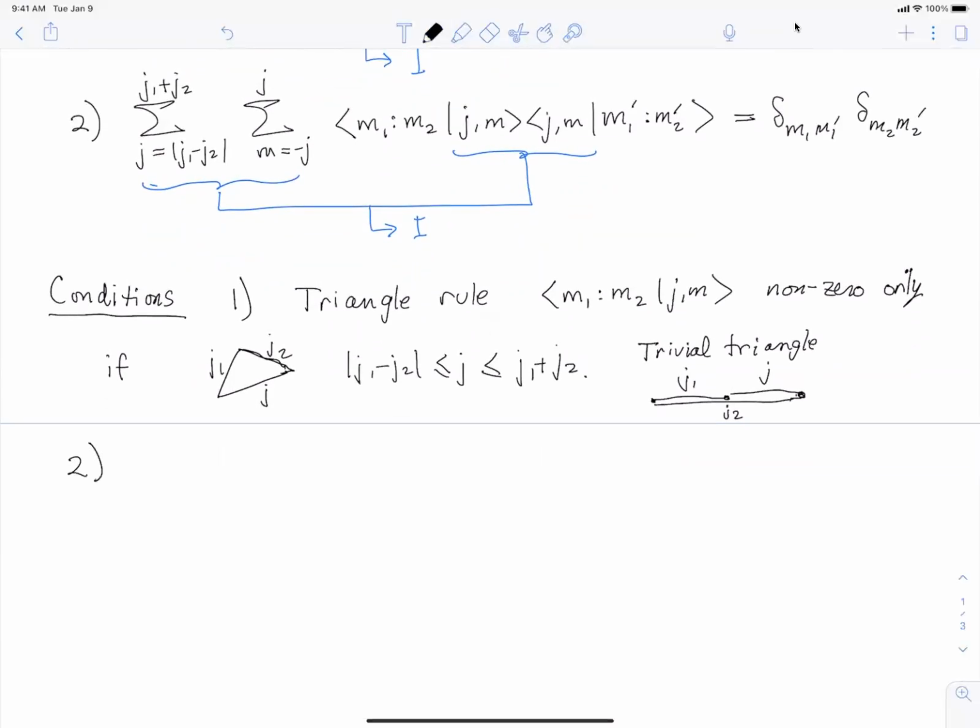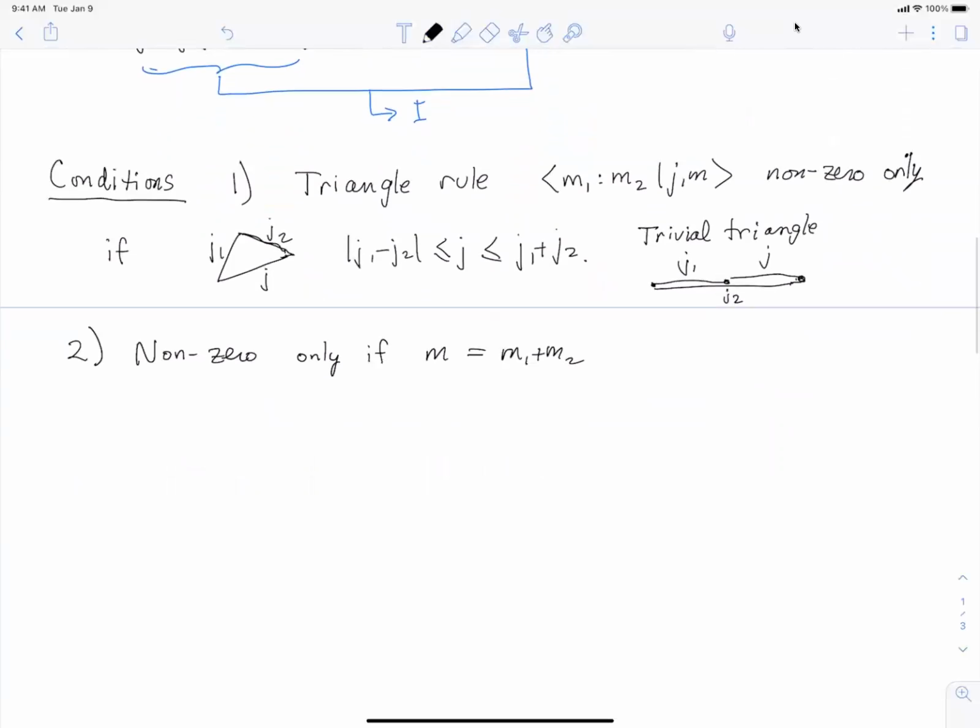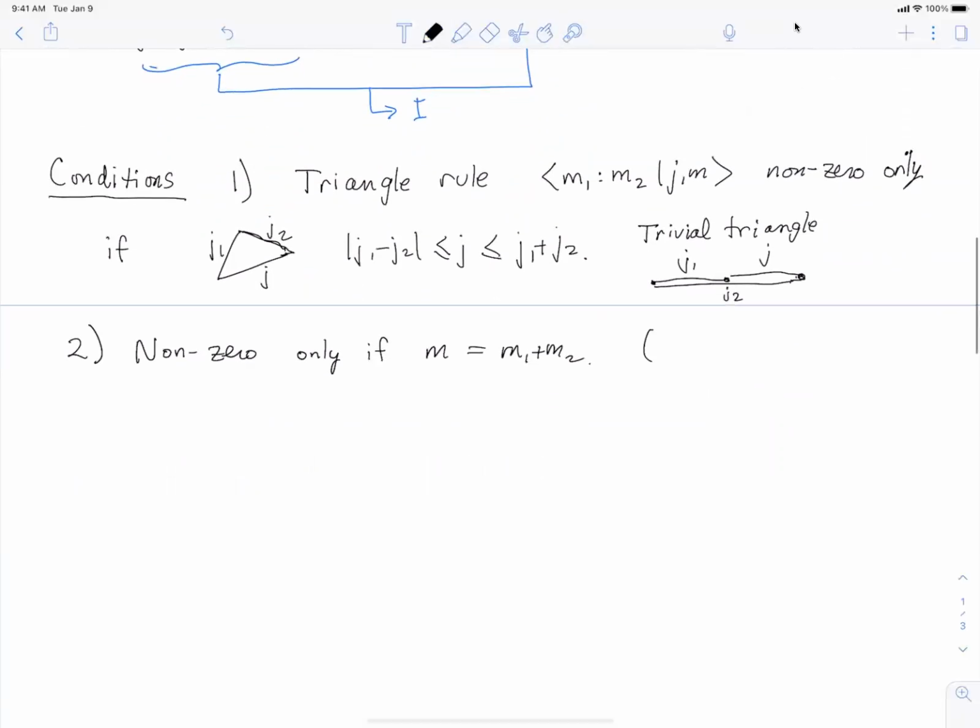Okay, the second condition is that it's non-zero only if m is equal to m1 plus m2. Otherwise, the Clebsch-Gordon coefficient will be 0. And really, all that amounts to, to prove that, is that all you need to know is that J sub z is equal to J1z plus J2z. So it's pretty easy to prove these things.